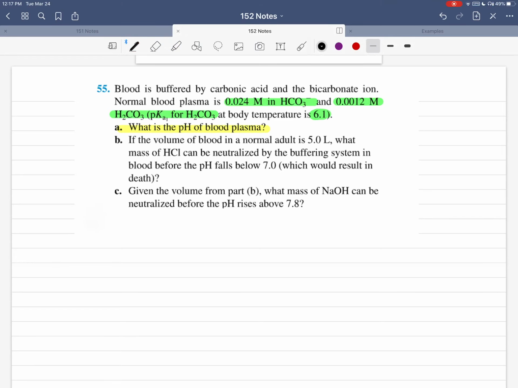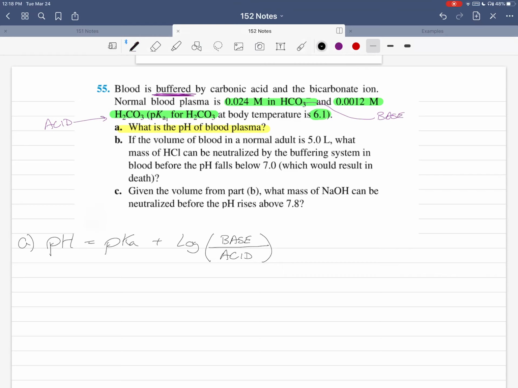All right, well, this would be a buffer. How do I know it's a buffer? It tells me it's a buffer. So, pH for A: pH equals pKa plus the log of the concentration of base over the concentration of acid. Which one's which? Well, Ka for carbonic acid, so this is the acid. That means bicarbonate would be the base.